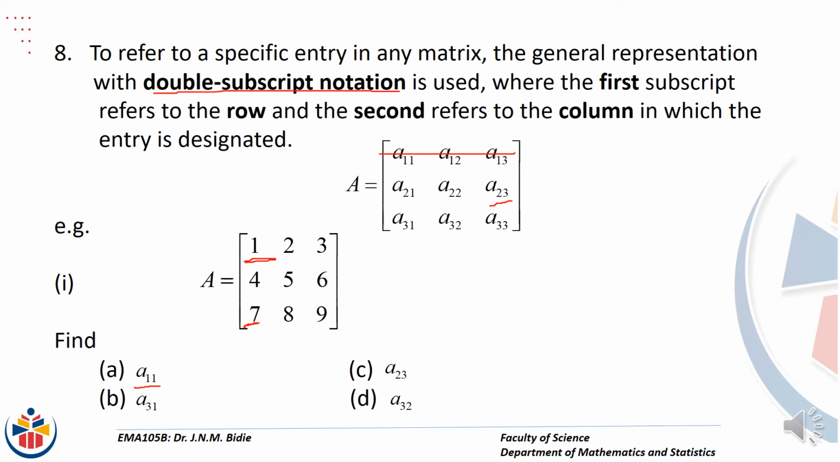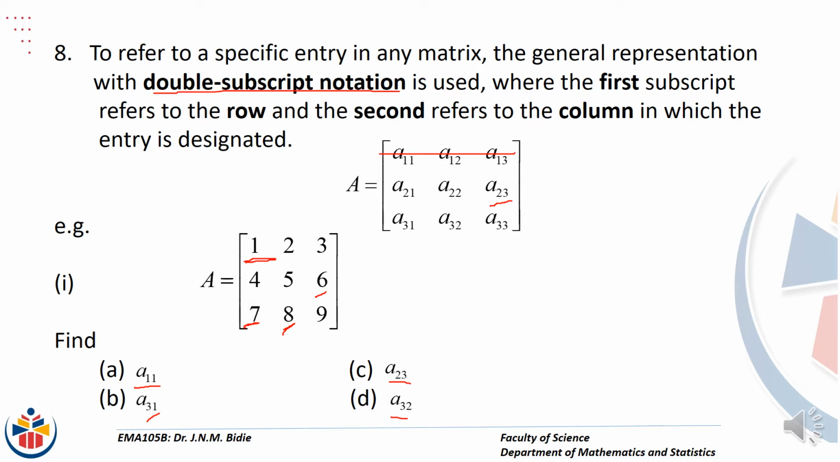And then A23. A23, second row, third column. So that means we are looking at 6. A32, third row, second column. So that means we are looking at 8. So A32 is equal to 8.